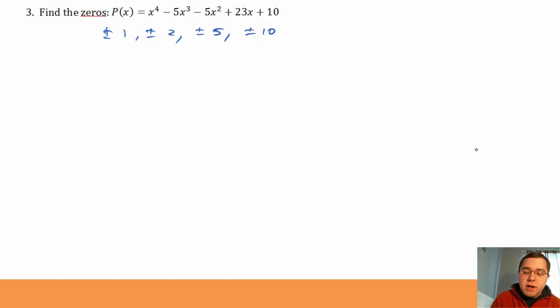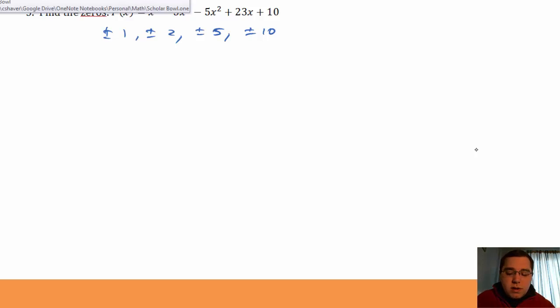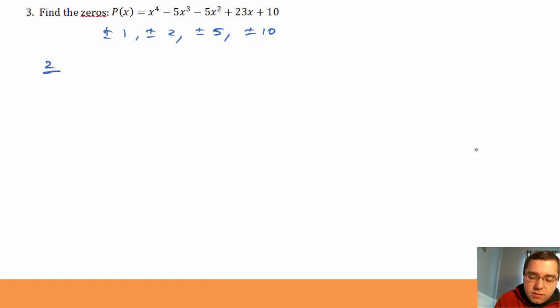Let's just start trying. Let's try the number 1. 1 to the 4th is 1, minus 5 is negative 4, minus 5 is negative 9, plus 23 is 14, plus 10 is 24. That doesn't work. Negative 1 gives me 1 plus 5, which is 6, minus 5, which is 1, minus 23 plus 10 is negative 13. Doesn't work.